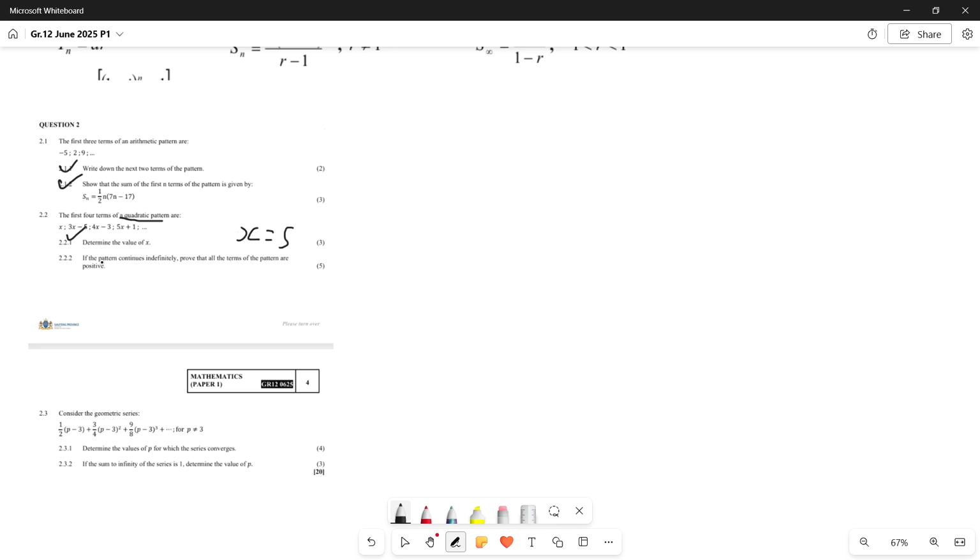So 2.2.2, if the pattern continues indefinitely, prove that all the terms of the pattern are positive. So this guy is x. So we're going to plug 5 in wherever x used to live, so we can figure out what pattern we're dealing with, and we can do our normal setup for a quadratic number pattern. So x equals 5. So 5 is the first one, is 10, is 17, is 26. So we have our first 4 terms.